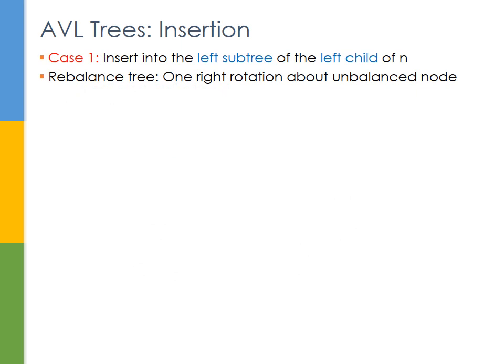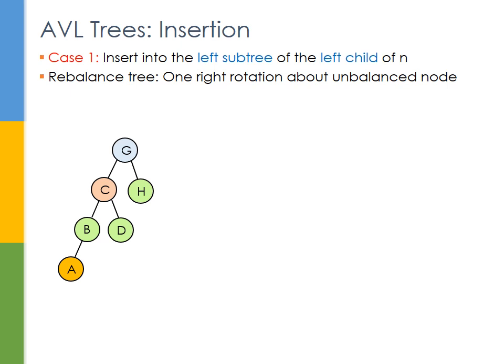So let's start with our first case where we insert into the left subtree of the left child of node n, which has become unbalanced. We can rebalance the tree by performing one single right rotation about the unbalanced node. So let's look at this in terms of an example over here. We have initially our tree without node A, and this is a valid AVL tree, but then we insert node A, and this insertion has occurred under the left child, and it's in the left subtree of the left child.